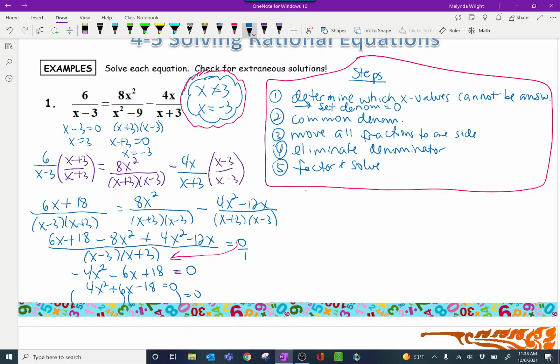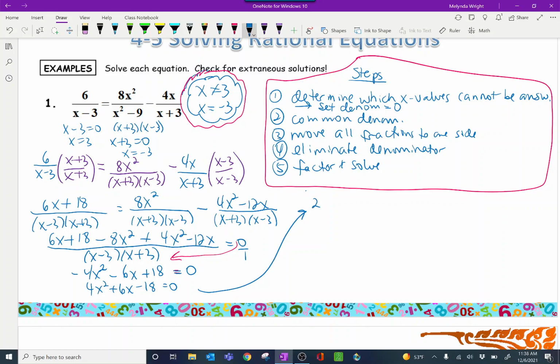Before I start factoring, I don't want to mess with the GCF. I want to get the GCF out of there. The greatest common factor between 4, 6, and 18 is 2. So we're just going to follow this up here.